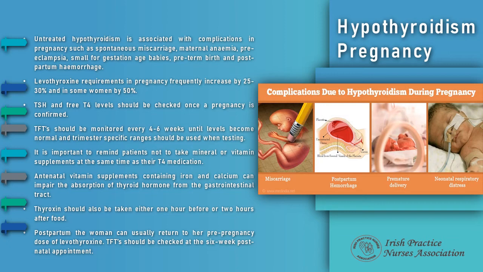TFTs should be monitored every 4 to 6 weeks until levels become normal, and trimester-specific ranges should be used while testing. It is important to remind patients not to take mineral or vitamin supplements at the same time as their T4 medication. Antenatal vitamin supplements containing iron and calcium can impair the absorption of thyroid hormone from the gastrointestinal tract. Thyroxine should also be taken either 1 hour before or 2 hours after food. Postpartum, the woman can usually return to her pre-pregnancy dose of levothyroxine. TFTs should be checked at the 6-week postnatal appointment.